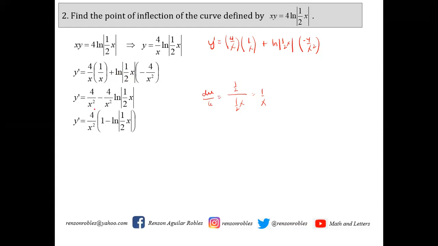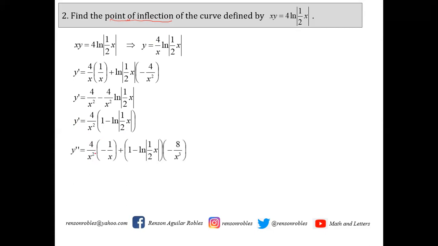Simplifying, we shall have 4 over x squared, and then minus 4 over x squared ln 1 half x, and then I will factor out 4 over x squared, and then we only have y prime equals 4 over x squared times the quantity 1 minus ln 1 half x. And then since we're looking for the point of inflection, we use the second derivative test, okay? So differentiating this again, y double prime, we have by derivative of product again, 4 over x squared times the derivative of 1 minus ln 1 half x, which is negative 1 over x, plus 1 minus ln 1 half x times the derivative of 4 over x squared, which is negative 8 over x cubed.